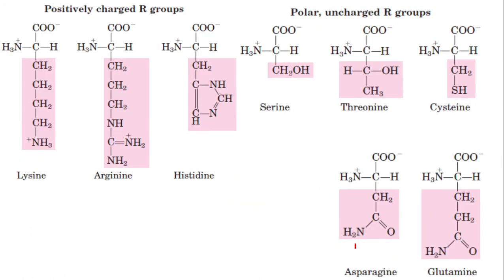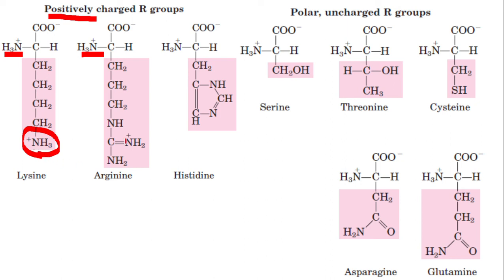And what about the positively charged amino acids? You see, the negatively charged amino acids have a carboxylic group in their R groups. Here, positively charged amino acids have an amino group in their R group. Already they have an amino group as a part of the general structure. Apart from that, in their R group, they are provided with an amino group. This is lysine: CH2, CH2, CH2, CH2, NH3 plus. It has 4 CH2 groups and an amino group. This is called lysine.